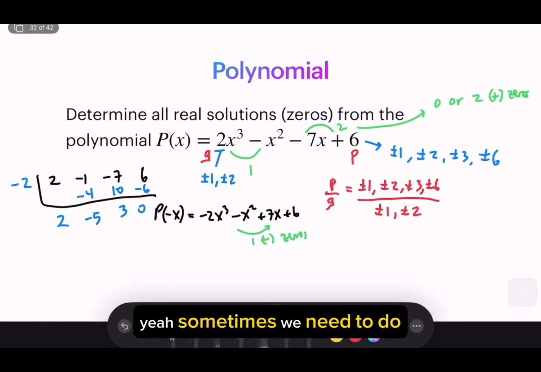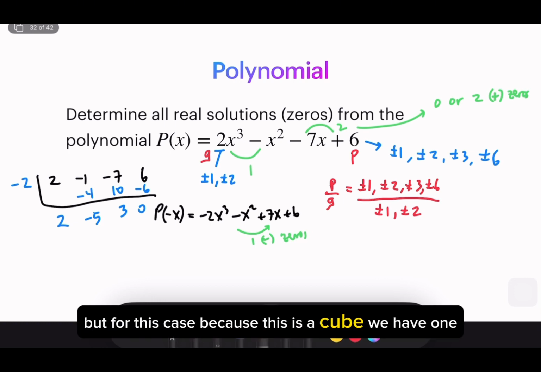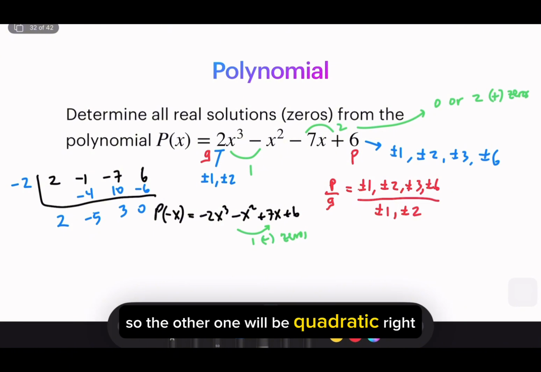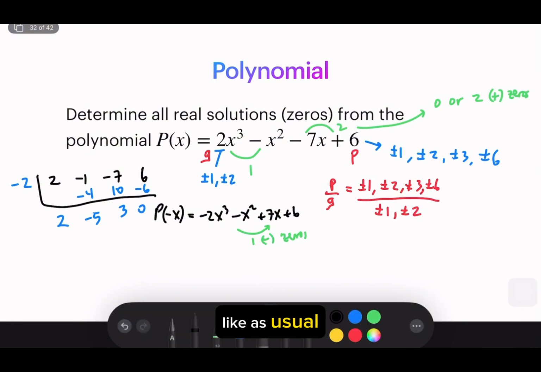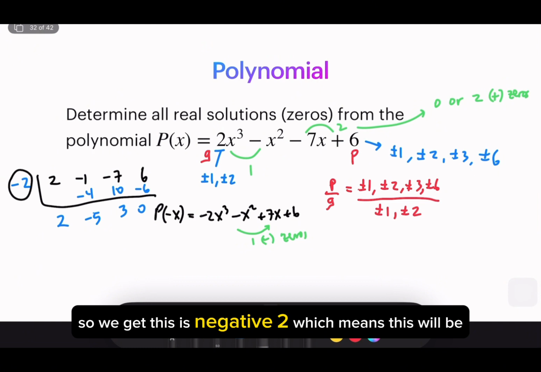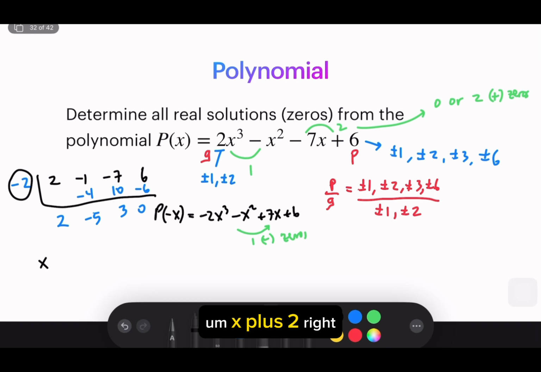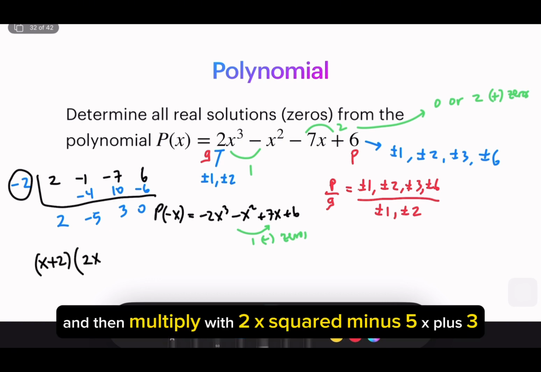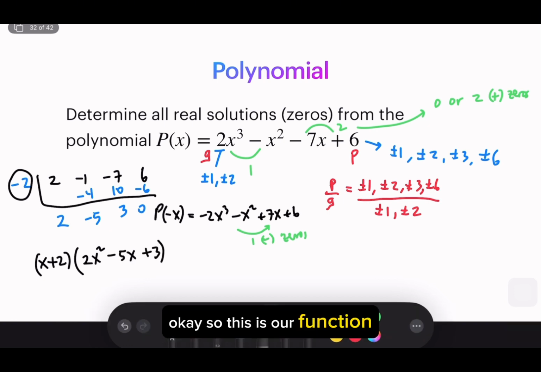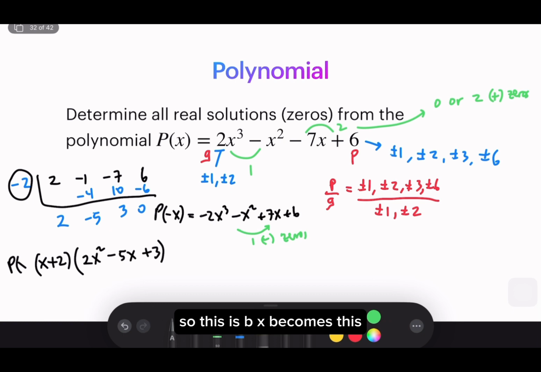Yeah, sometimes we need to, but for this case, because this is a cubic and we have 1 zero, the other factor will be quadratic, right? Maybe we can factor it as usual. So we get negative 2, which means this will be x plus 2, right? And then multiply with 2x squared minus 5x plus 3. So this is our function, P(x).